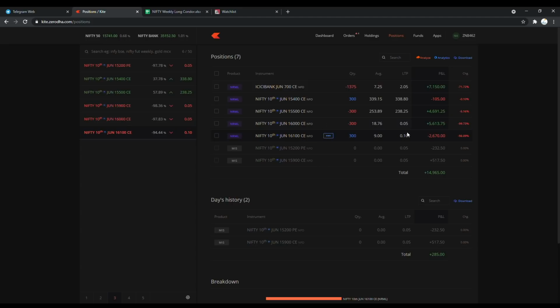we can be 100% sure that these two options, 16,000 and 16,100, will close out of the money, expire out of the money, and it will expire worthless.